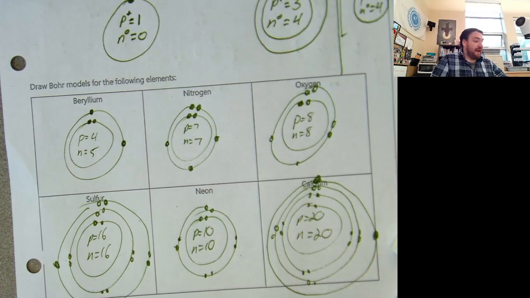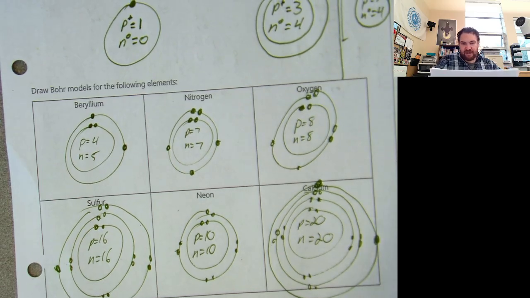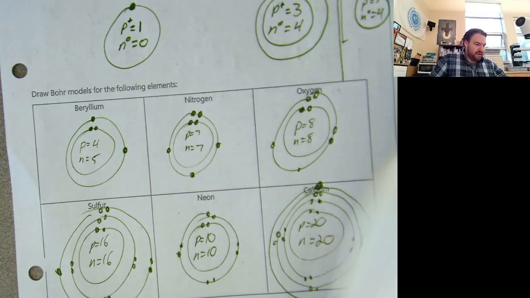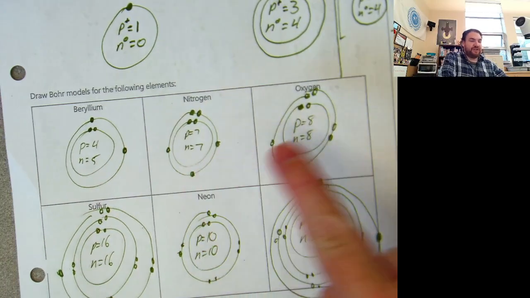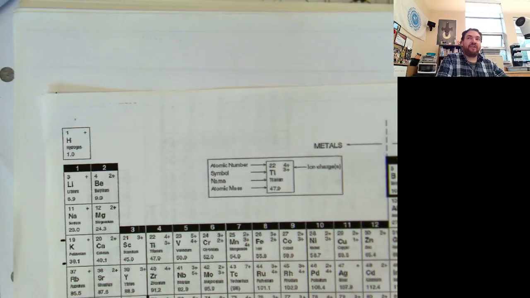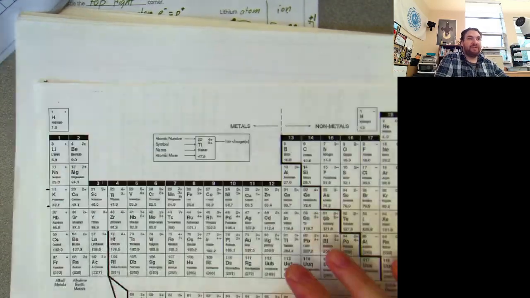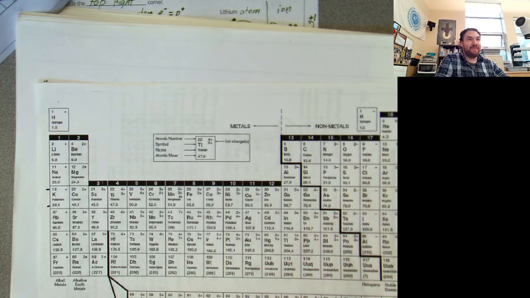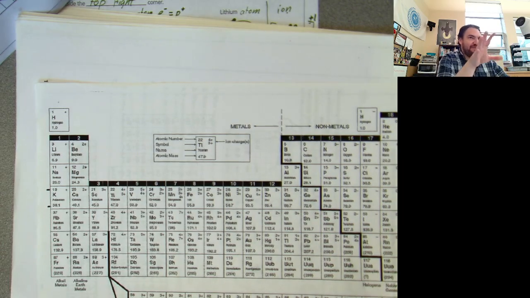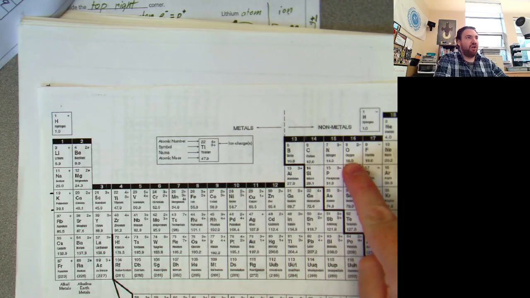Okay, so you don't have to flip back, but I'm going to. I want you to notice something. With beryllium, nitrogen, and oxygen, each one of these has how many electron shells? 2. Where are they on the periodic table? What does that mean? 2 what? Groups go up and down. Columns go up and down. The row. Interestingly, each of them has 2 shells, and all 3 of those, beryllium, nitrogen, and oxygen, are in row 2.